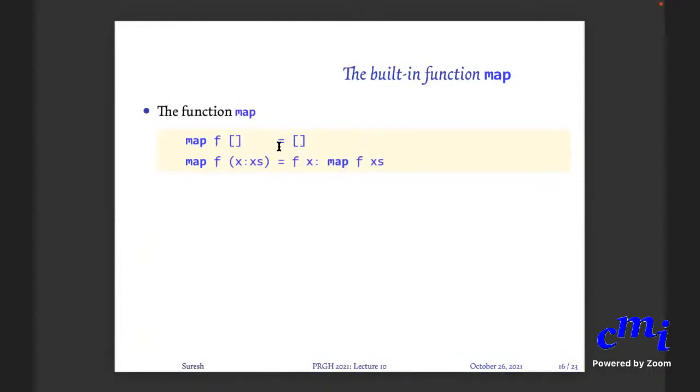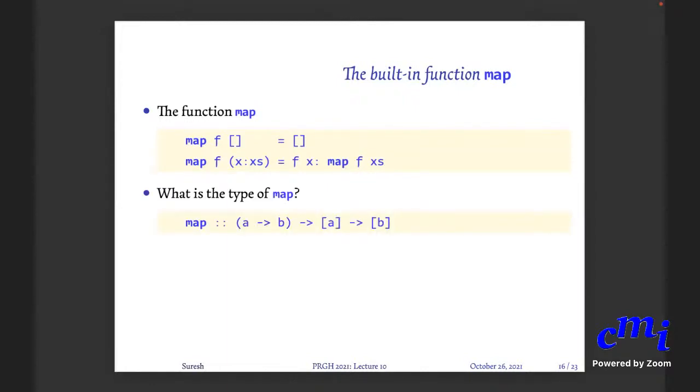So, map. In fact, there is nothing mysterious about map. Map can be defined in Haskell using basic recursion. Map f, where f is any function, on an empty list is nothing but the empty list. Map f on x colon xs is what? Simple. f applied to x, followed by map f on xs. That's all. Right? So, you can use it on your own.